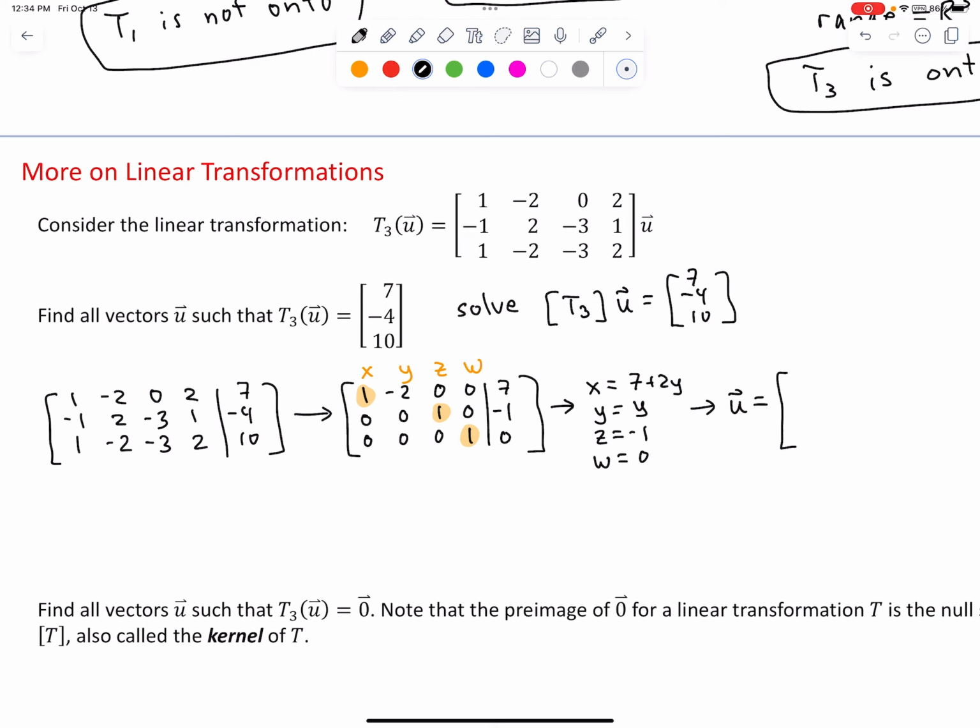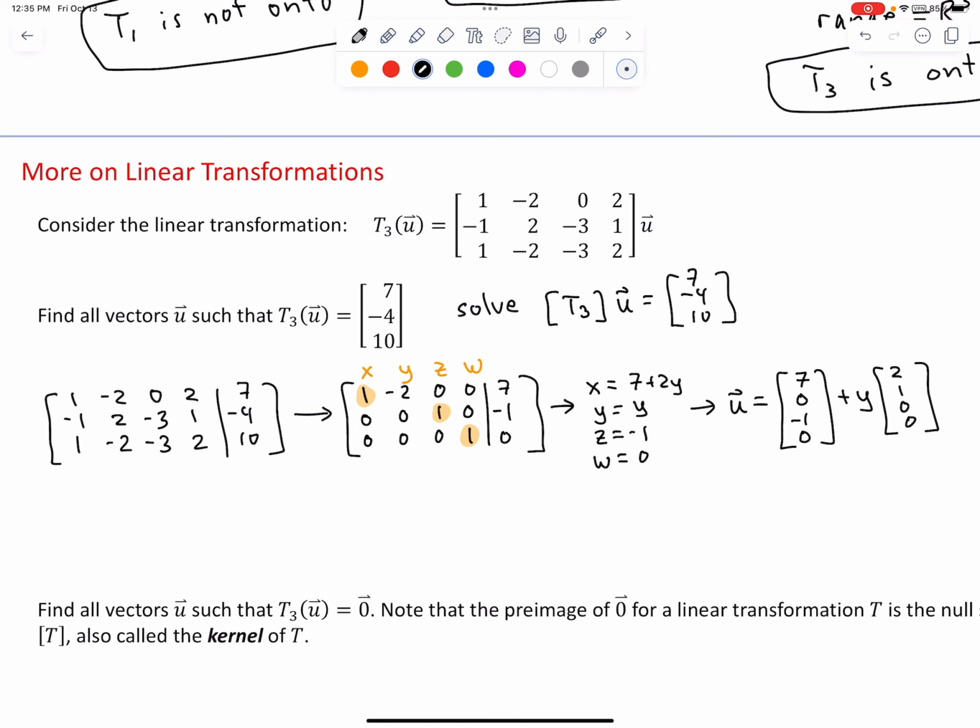So the x component has a constant portion that's 7. There is no constant in the y component, and then -1 and 0 are the constants of the z and w components. And then plus y times, and then all the coefficients of y, which will be 2, 1, and then 0, 0. So this describes all the vectors that are possible that when you input them into this transformation, you will get the output vector 7, -4, 10. And there are infinitely many.